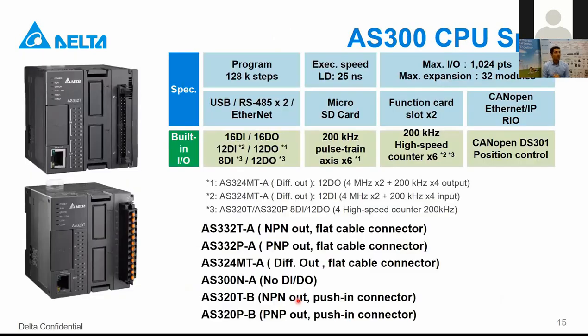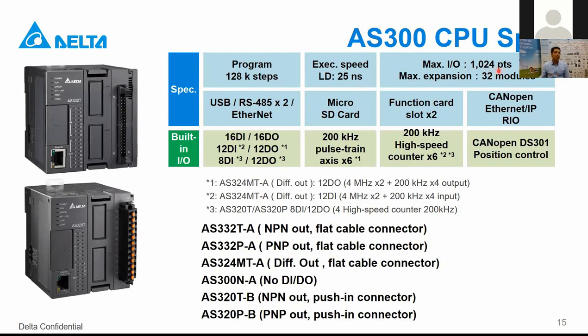Okay, quickly have a look at the specs. So AS300 has a 128 kilo step program capacity, which is more or less, we can say, 1 step 4 bytes, so around 512 kilobytes. And execution speed for 1 contact is only 25 nanoseconds. And it supports up to 32 I/O modules, and up to 1024 digital points.